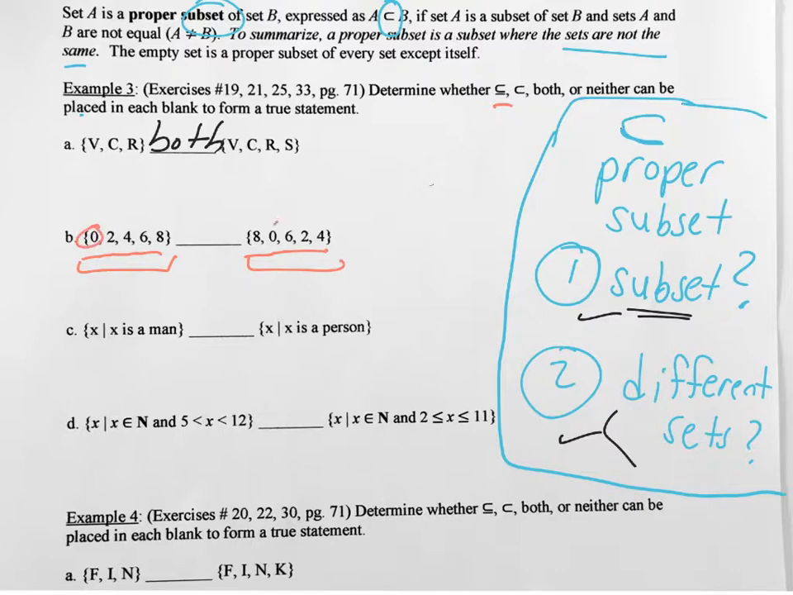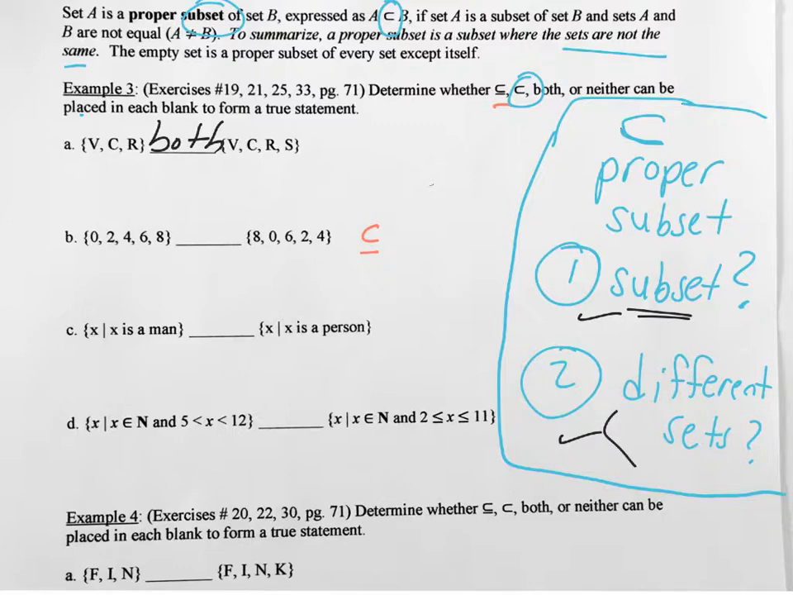Well, 0, yep, that's in the set on the right. 2, yep, that's inside the set on the right. 4, yep. 6, yep. 8, yep. So all the numbers you see on the left are somewhere within the set on the right. So it is a normal subset with the little equals bar below the C. Now let's check for the harder one. Now they want us to also check to see if it is a proper subset.